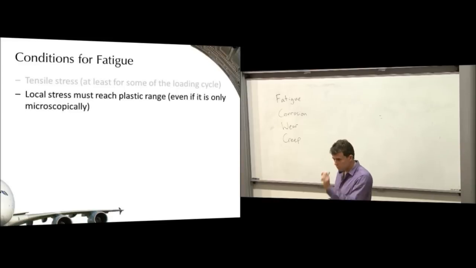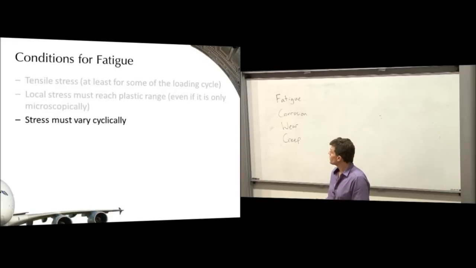The local stress, right down at the microscopic level, at the grain level, has to reach the plastic range. For some materials this will happen regardless. Even if you put 1 Newton on them, there'll be some kind of plastic deformation. For other materials that's not the case. So steels have what we call an endurance limit, where below a certain load they just won't fatigue because nothing is changing every time you apply the load. Okay, stress must vary cyclically, which I've already said.